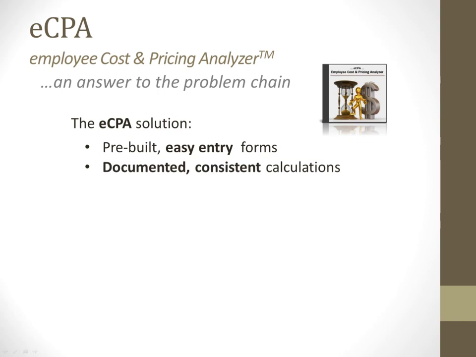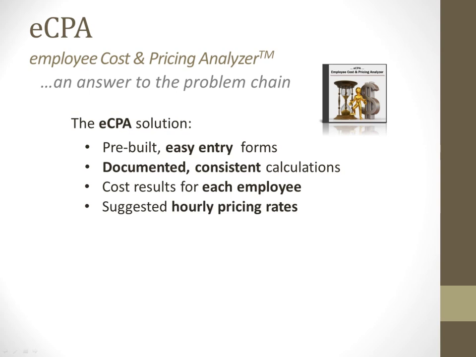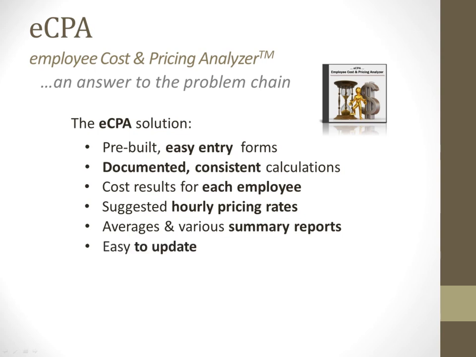Also, you're going to see documented, consistent calculations. No more lost adding machine tapes. You'll see cost results for each individual employee and the suggested hourly pricing rates for each employee. You'll also receive averages and various summary reports for different departments or employee levels, and even for direct, indirect, and administrative employees. The eCPA is easy to update so that you know that you're always going to be looking at current numbers, and you can customize it to match your company's specific information needs.